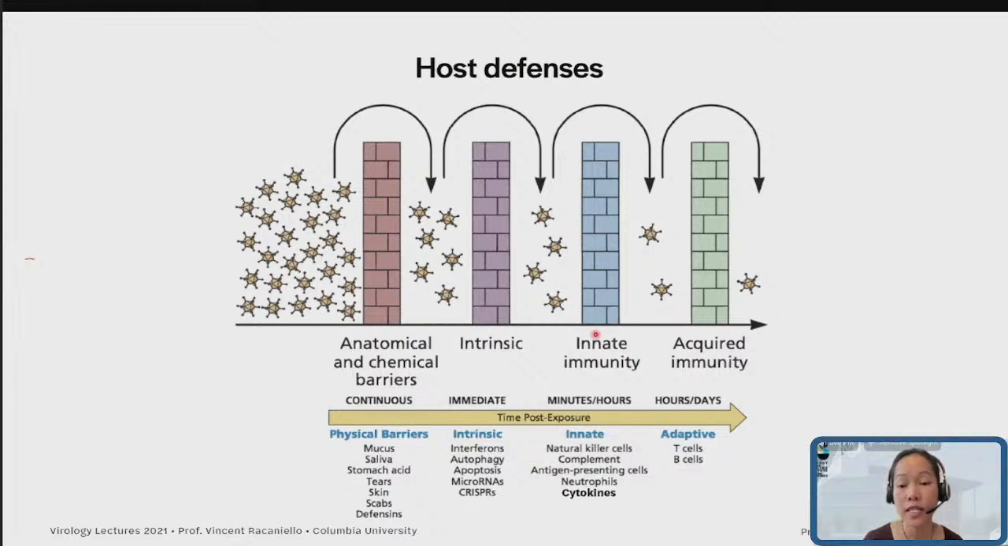Yung sentinel cells ay, example, dendritic cells, NK cells, kinokopya na lang isang peptide na meron ang virus para i-present naman sa lymphocytes, which is either yung T cells and yung B cells. And then, dun na nangyayari yung acquired immunity.